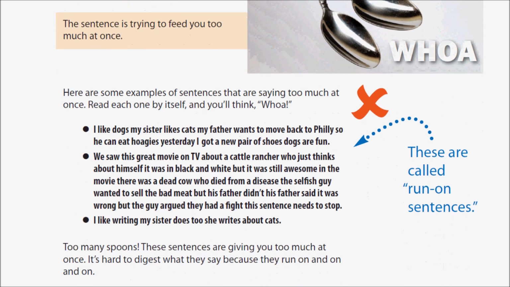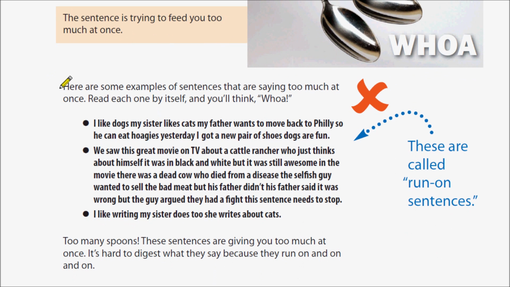Now here are some examples of sentences that are saying too much at once. These, by the way, are called run-on sentences. I like dogs. My sister likes cats. My father wants to move back to Philly so he can eat hoagies. Yesterday I got a new pair of shoes. Dogs are fun. And you'll read this one on your own.